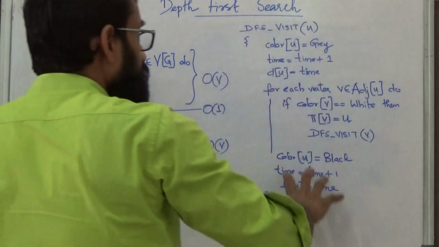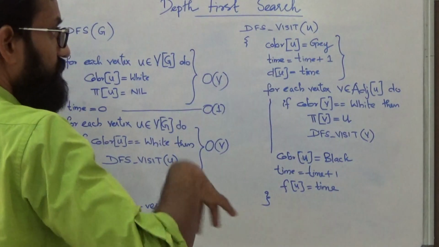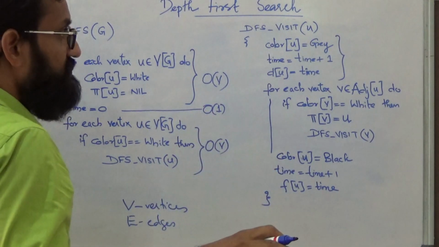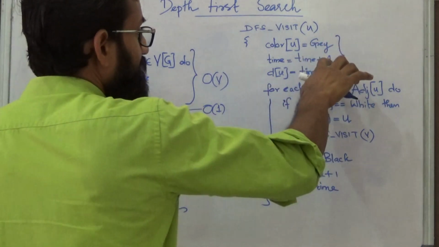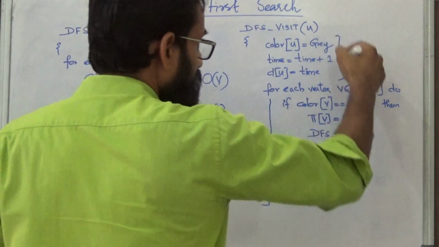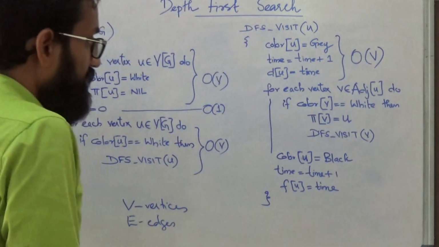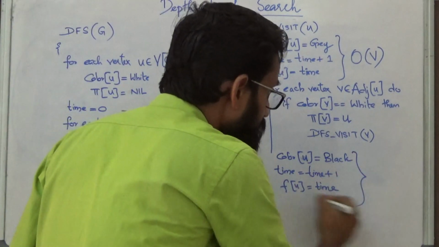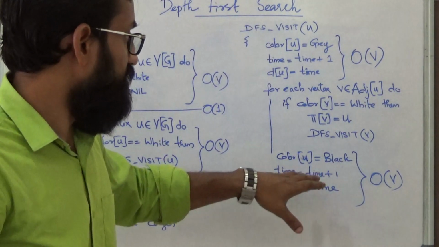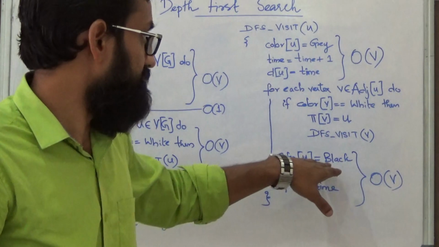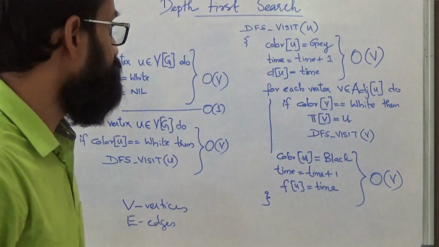And what about total cost for DFS visit? Whenever you discover each vertex, it will set its color as gray, and update the discovery time. So total cost for this block will be order of V. Again, if I consider this particular block, total cost is order of V, because for each vertex you have to set the finishing time and set color to black whenever you finish that node.